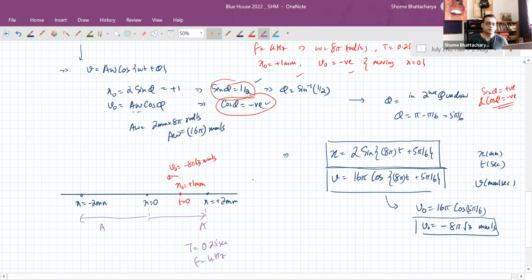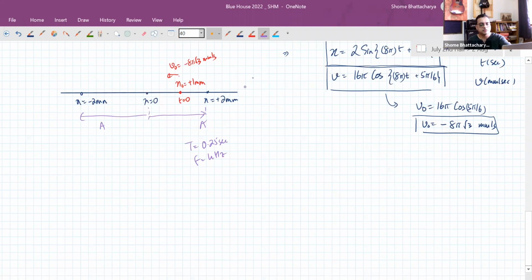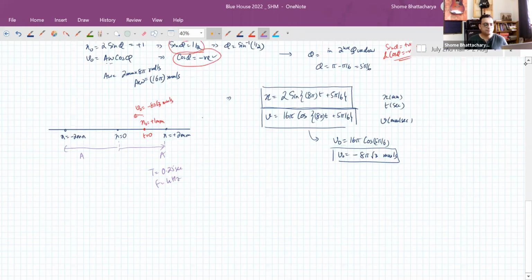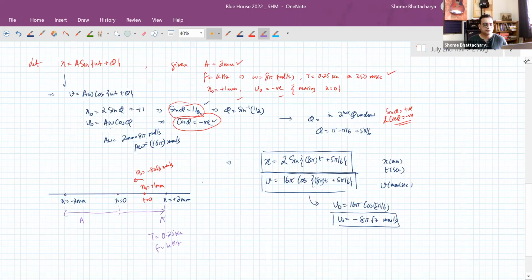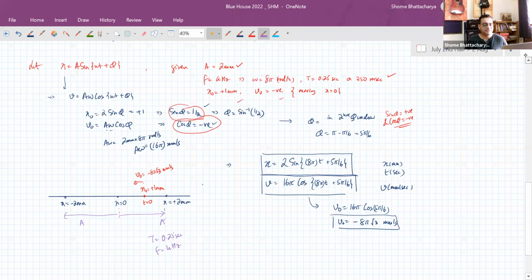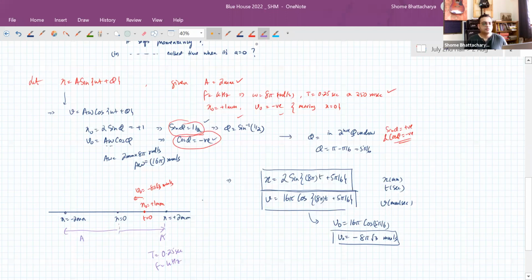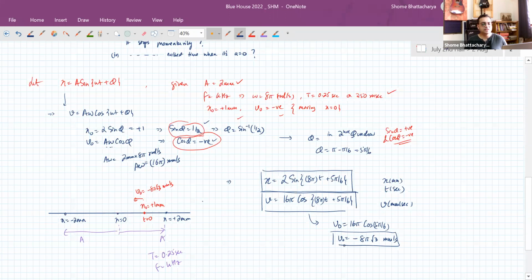So this kind of thing you have to be able to solve very efficiently, okay, from the given conditions. So that is why I told you that these things are very important. The relationship between amplitude and initial position, initial velocity, the relationship between phase constant and x naught and v naught. These two things are very important. Okay. One more thing you can be asked over here is the initial acceleration.